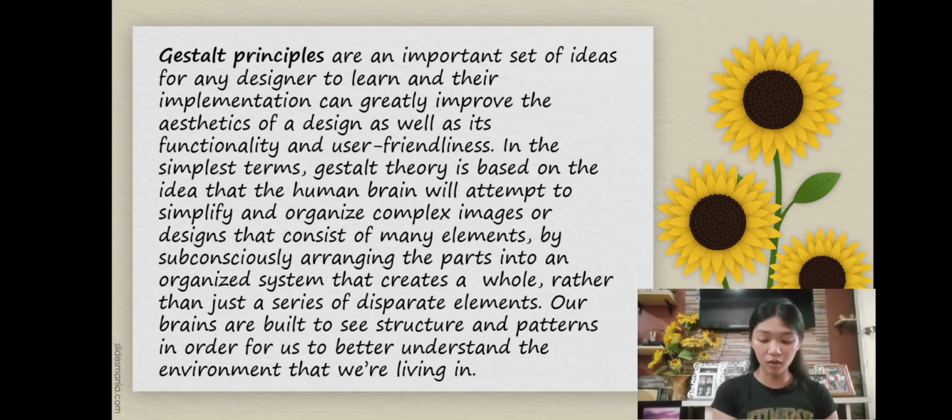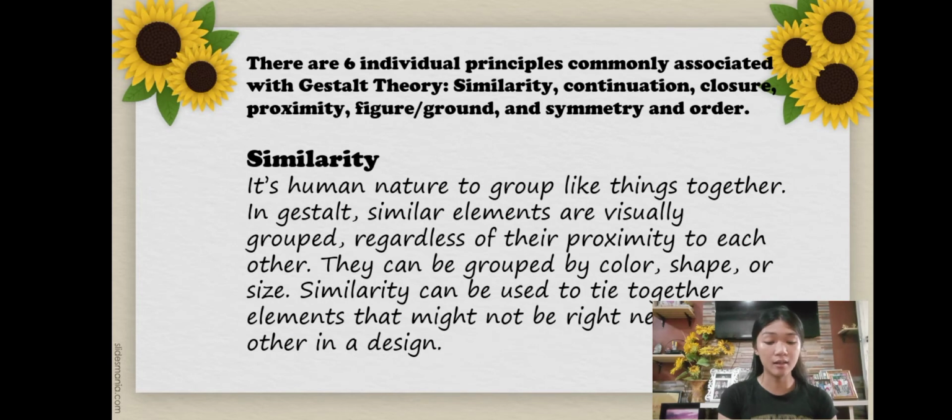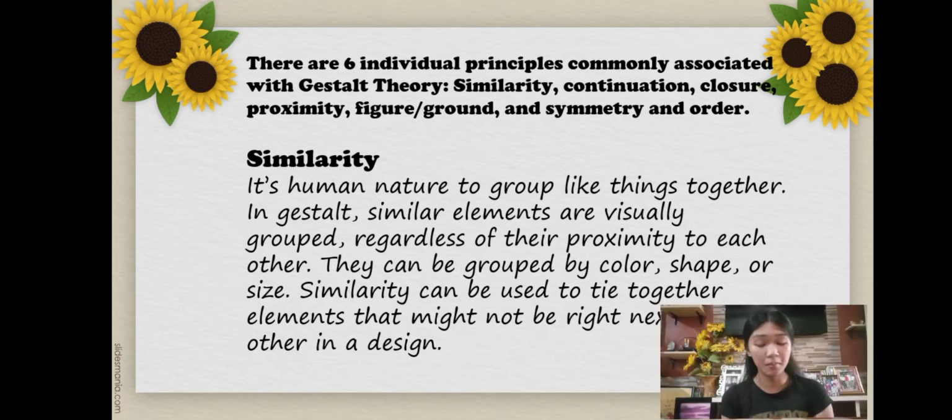So, sabi nga kanina sa overview, Gestalt theory daw is to put together yung mga images na complicated, pwedeng i-arrange into an organized system that creates a whole. And also, yung Gestalt theory is based on the idea of the human brain. There are 6 individual principles commonly associated with Gestalt theory: similarity, continuation, closure, proximity, figure ground, and symmetry and order. The first is the similarity.